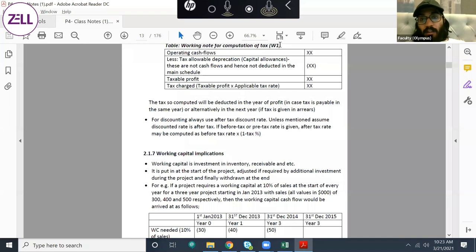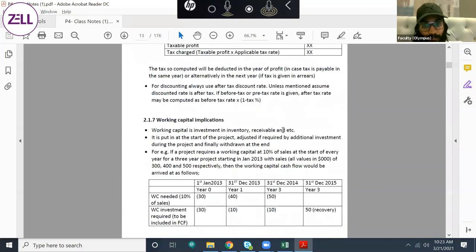How do we do it? We have operating cash flows. We have tax allowable depreciation. Depreciation is there, yes or no? We have taxable profit. And then we have tax to be paid. Clear, everyone? Yes, sir.